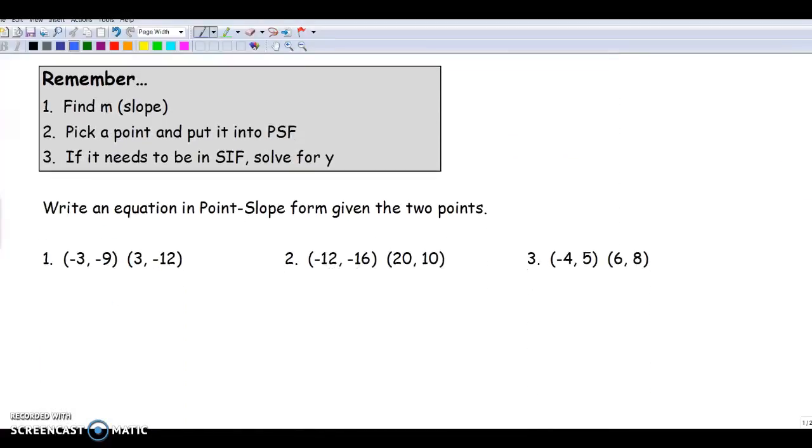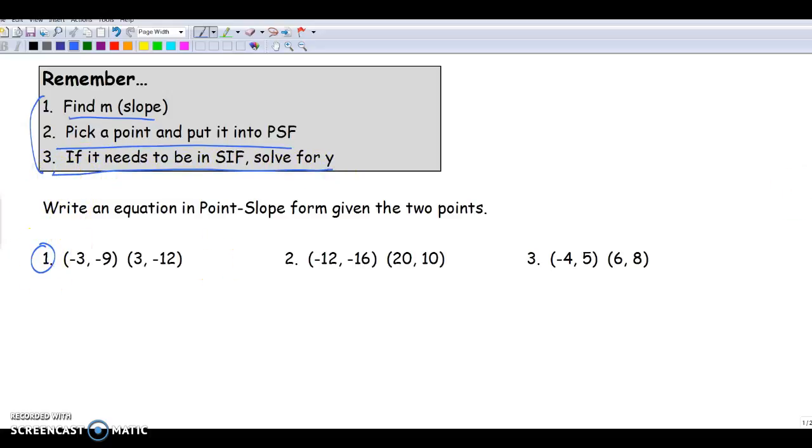Remember with these videos, sometimes I have to talk quickly, so if you need to pause it to catch up, don't worry about that. You can certainly do that. All right, so remember yesterday we talked about these steps. You always have to find the slope. If you're not given the slope, you got to find it. Then you're going to pick a point and put it into point-slope form. Even if it's asking for slope-intercept form, you're going to do steps 1 and 2 every time. And then if it needs to be in slope-intercept form, solve for y. So those are the steps we're going to follow.